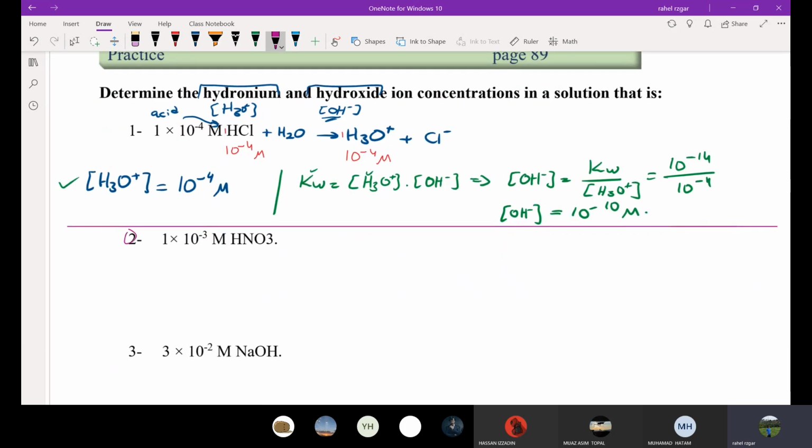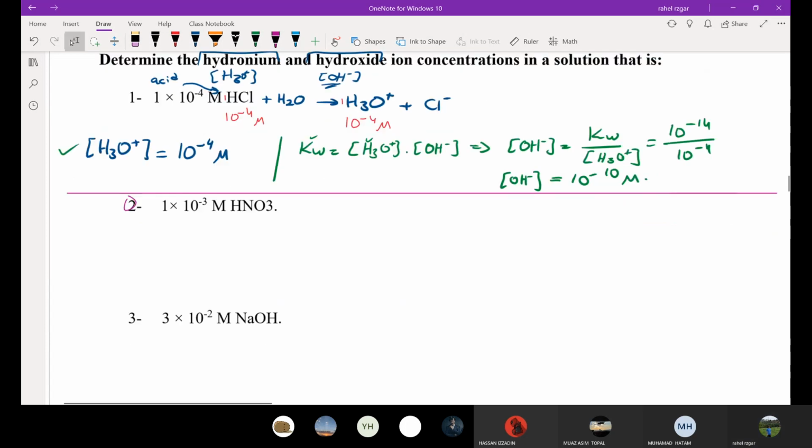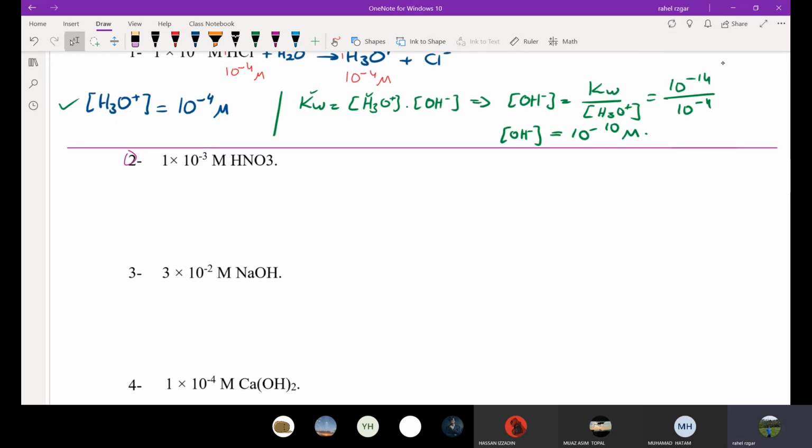Question 2 is just like question 1. Please try to solve it by yourselves. Question 3 is also for you. It's just like question 4, which I'm going to solve right now.